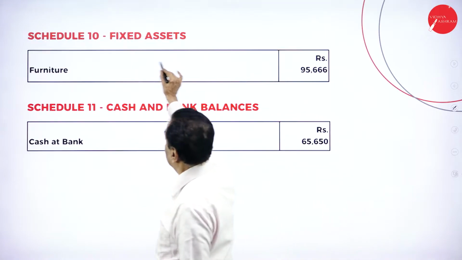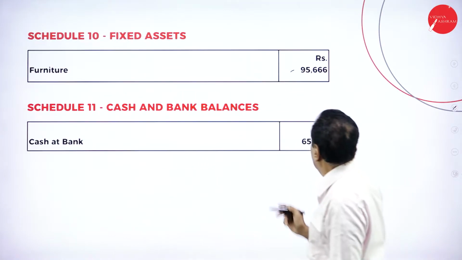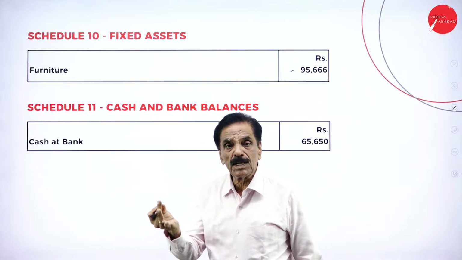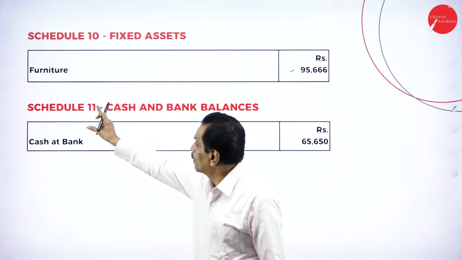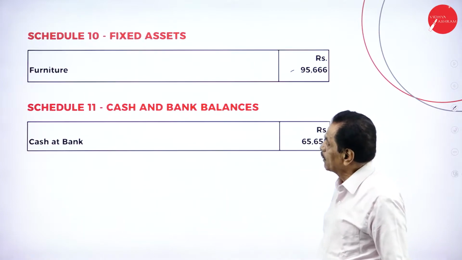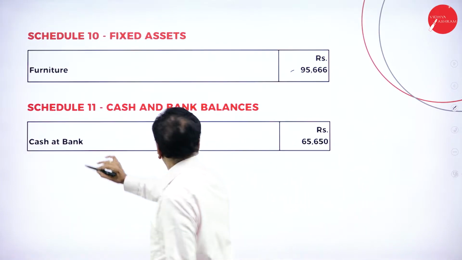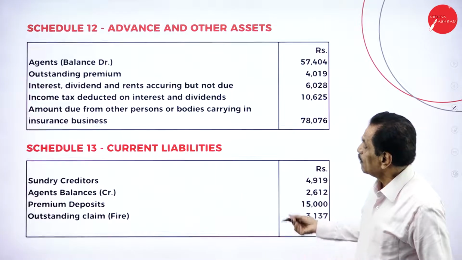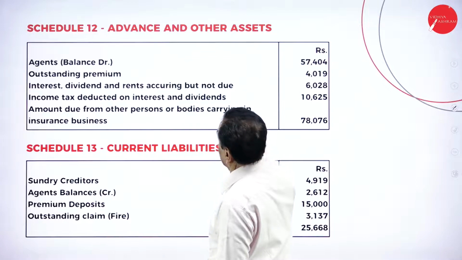Schedule number 10, fixed asset. There is furniture, only one is there, 95. Under fixed, what will come? Land, building, machinery, furniture, motor car. Only furniture is available. Schedule number 11, cash and bank balance. Cash at bank is 65,650. Schedule number 12, advances and other assets.